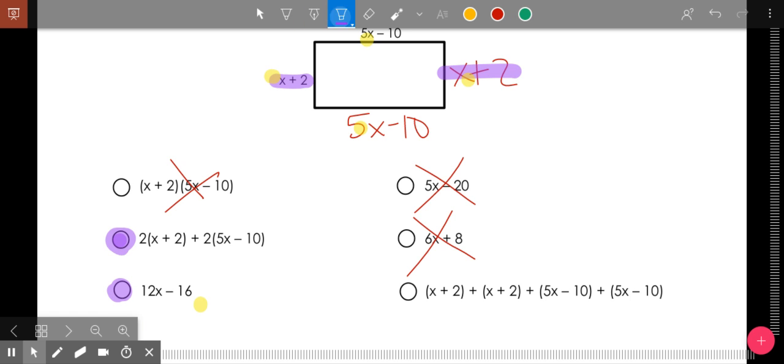And then, let's see, last one says x plus 2 plus x plus 2 plus 5x minus 10 plus 5x minus 10. That's exactly what I said. You just have to add all your sides together. So that one is also right.